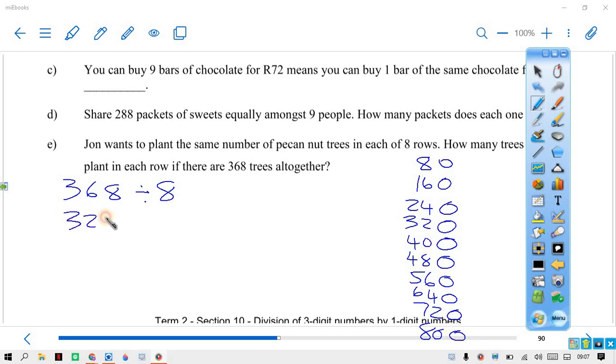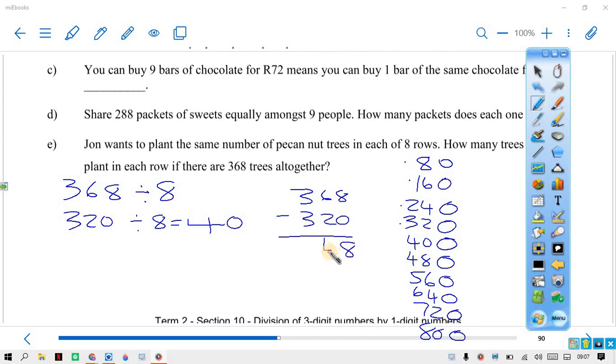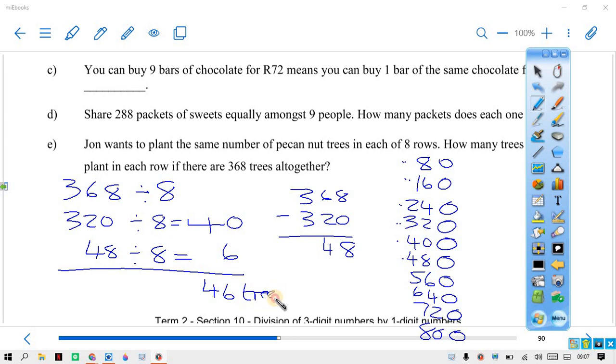320. Good. So I'm going to say 320 divided by 8, which is actually 10, 20, 30, 40, which is equal to 40. Now how much are we left with? 368 minus 320. That's an 8, and this is a 4. On your normal 8 times tables, is 48 there? Yes, it's there. How much? 1, 2, 3, 4, 5, 6. So I'm going to say 48 divided by 8 is 6. So what's my final answer? 46 trees in a row. And then you're done. Easy, hey?